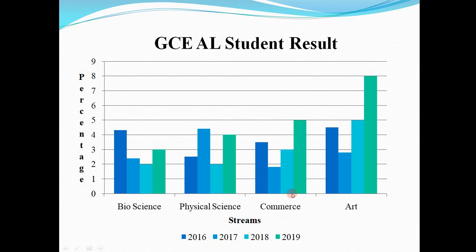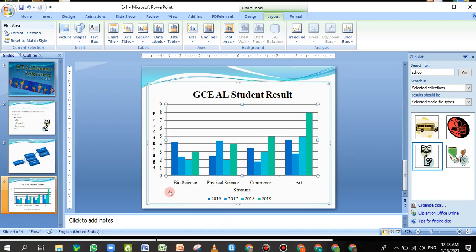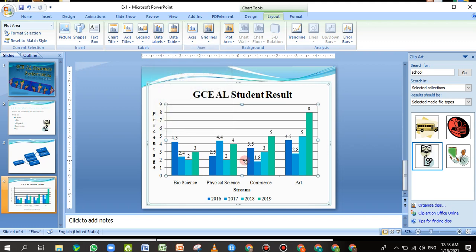It won't show. So if the audience are willing to see the data, if it is good to show them, then you can put data labels here. You can select how it should come. I'm taking it outside end, so it will come like this. Then if you want, you can change the color of these various series colors.